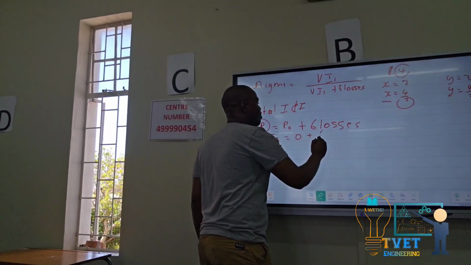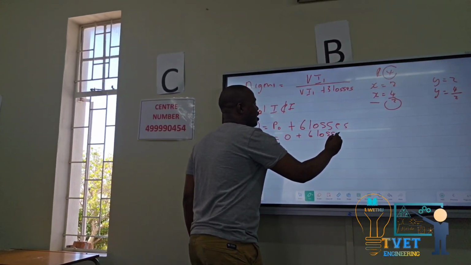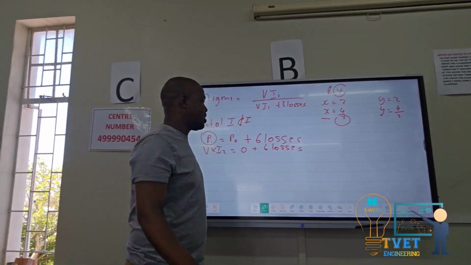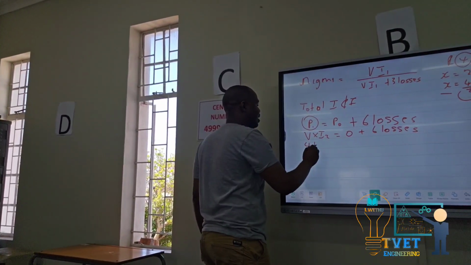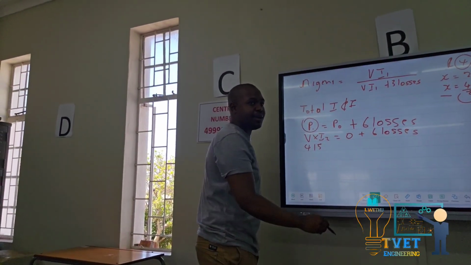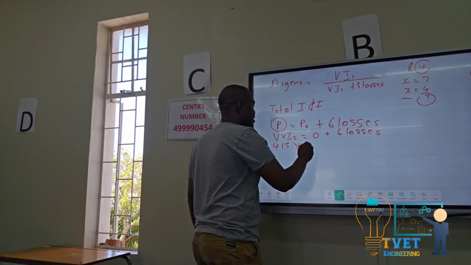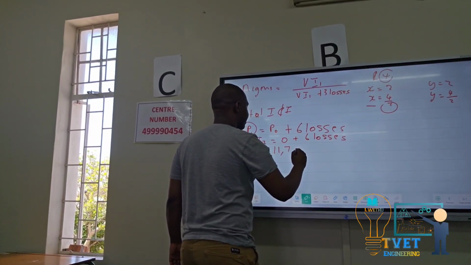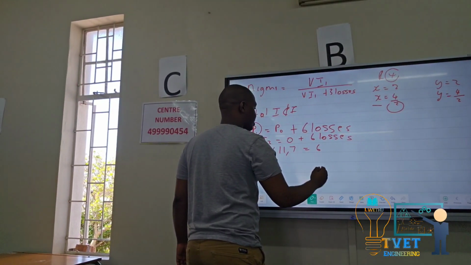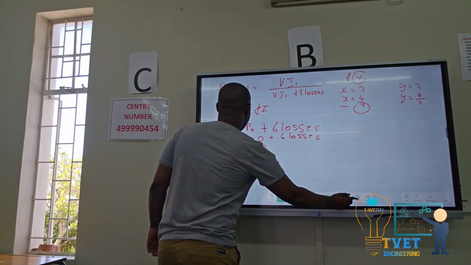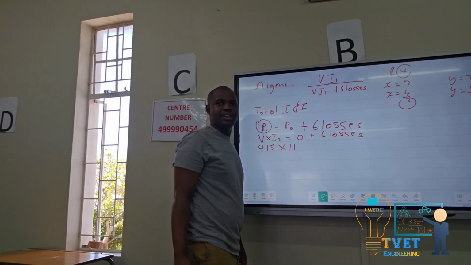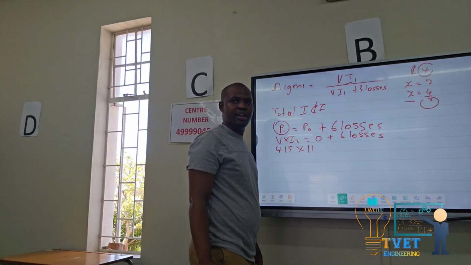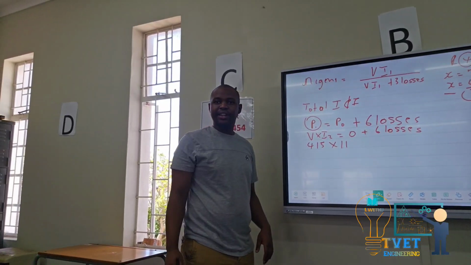So out of this, I'm going to get the total of these 6 losses. So it's about 4 1 5. The current drawn from the supply is how much? 11.7. 34.1 is the generator. The current drawn from the supply is how much? A generator. So that's the current drawn from the supply, 19.7.